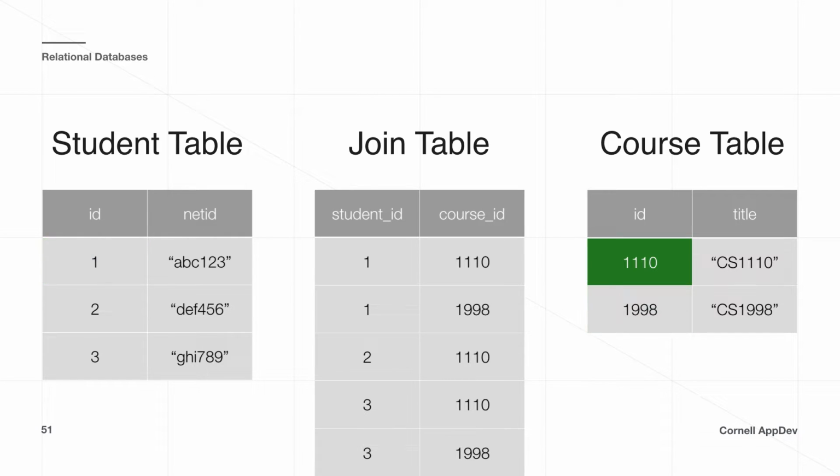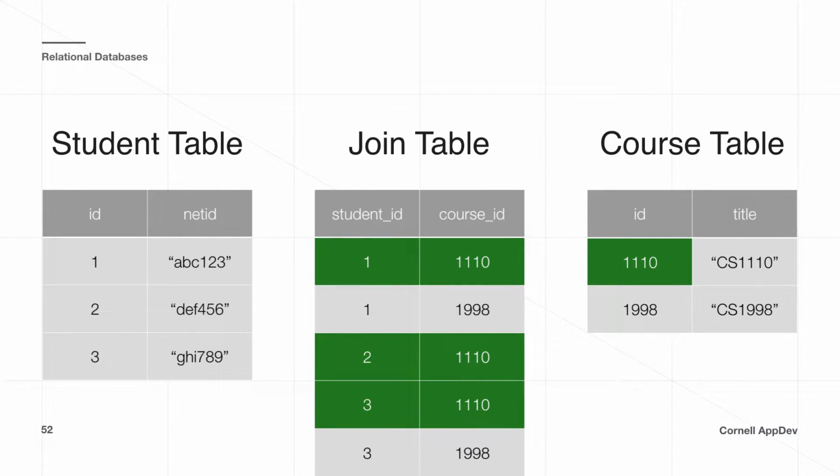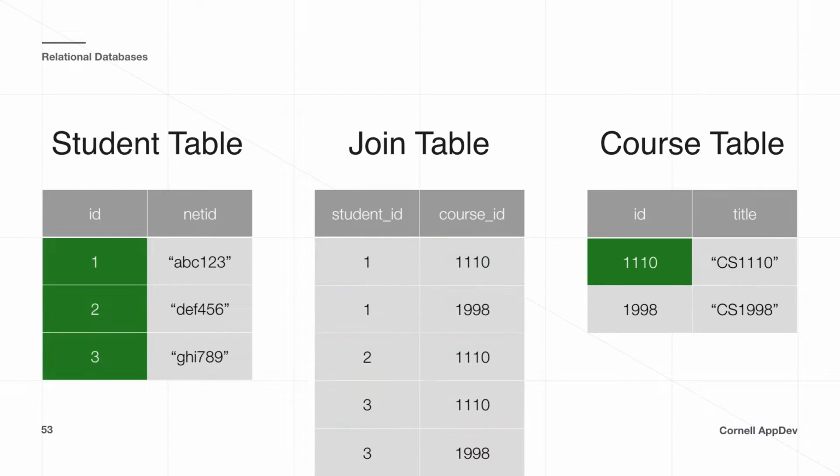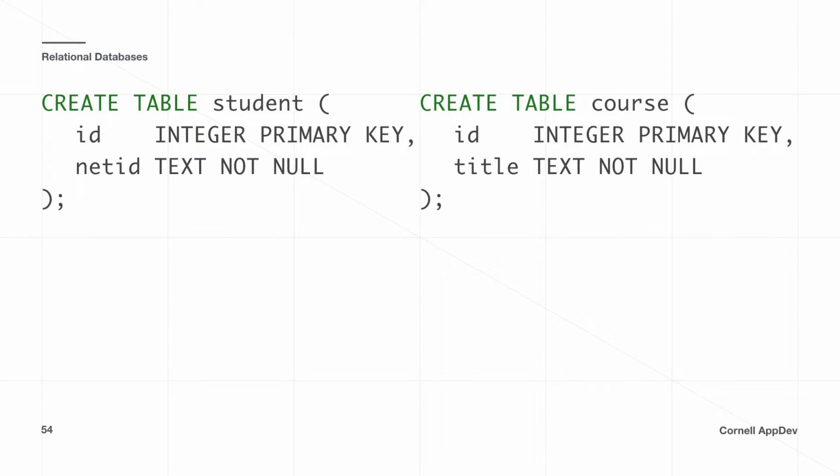Similarly, if we want to find all the students taking 1110, we go to the join table and look for all the rows where this course ID is equal to 1110. So in that case, it's these 3 rows, and then we take those student IDs and look at the student table to get the student's information. Any questions about traversing across the join table to find related information here? All right, cool beans.